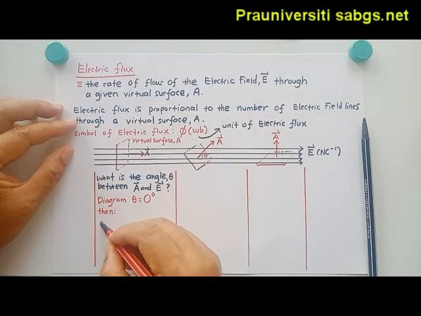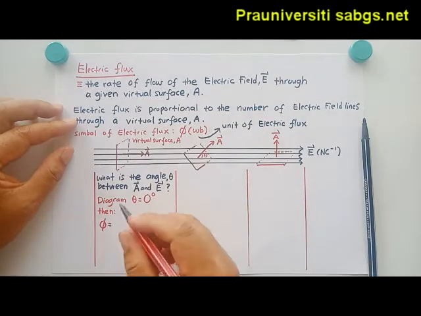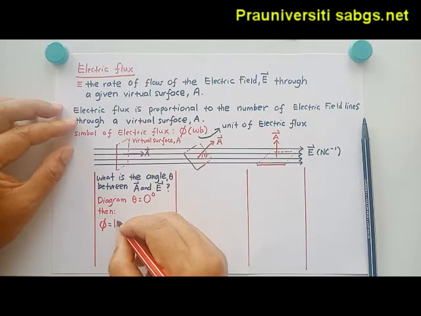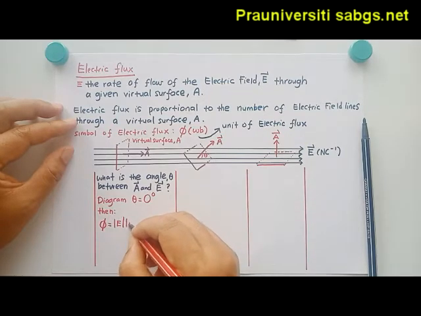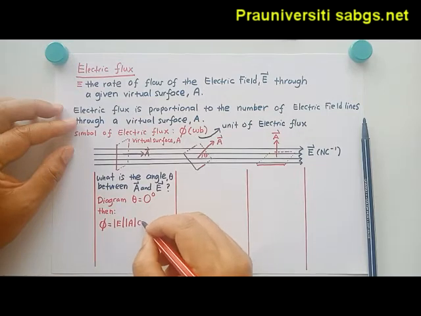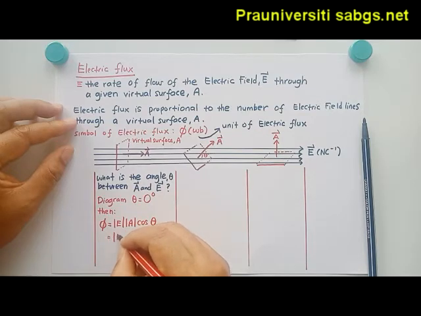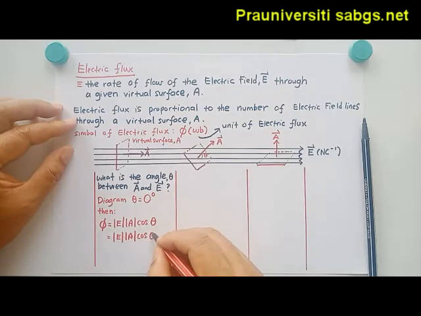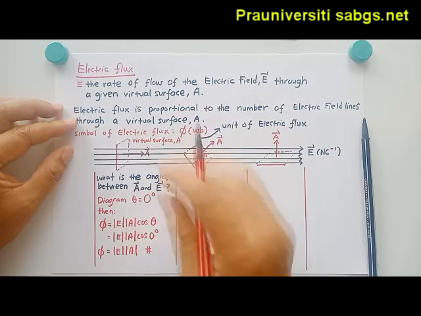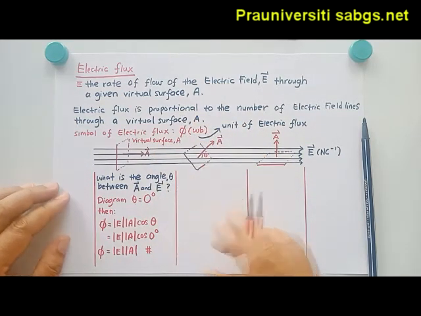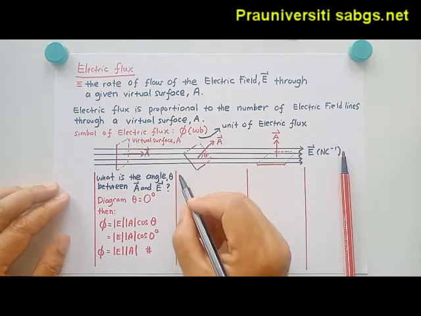So we can calculate the electric flux by using this equation: psi equals the magnitude of E times the magnitude of A cos theta. Cos theta, and the angle theta is 0 degree. Therefore, we can calculate the electric flux: the magnitude of E times the magnitude of A. That is for the first case. So we continue for the second case here.